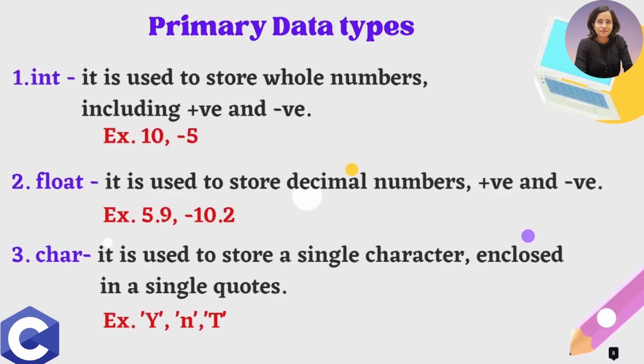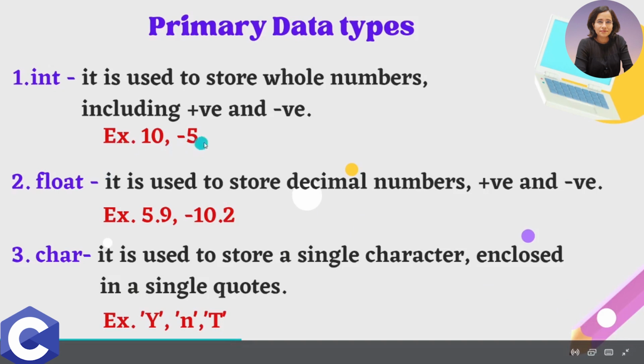There are three main data types which we are going to use in our C language, that is integer, float, character. Integer is used to store the whole numbers. We can include positive as well as negative numbers. You can see the example here, 10, minus 5.